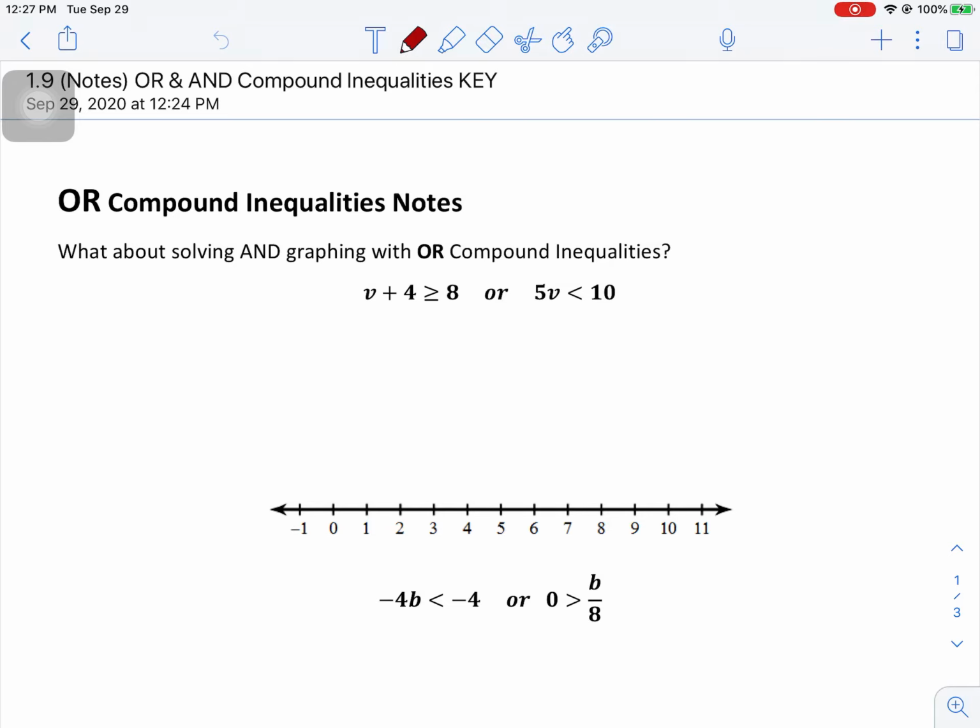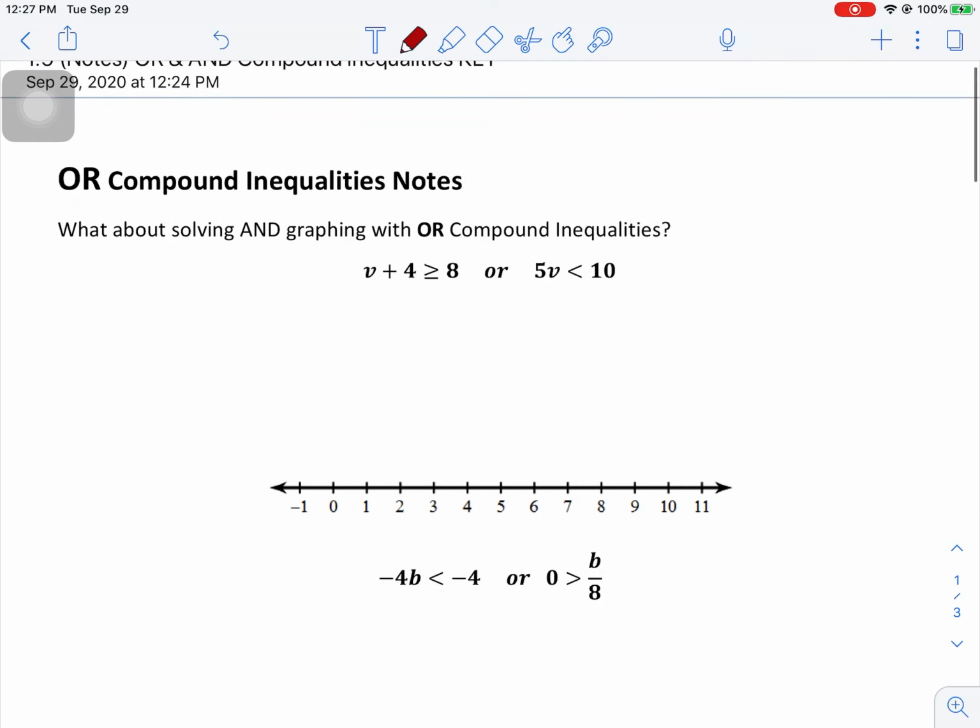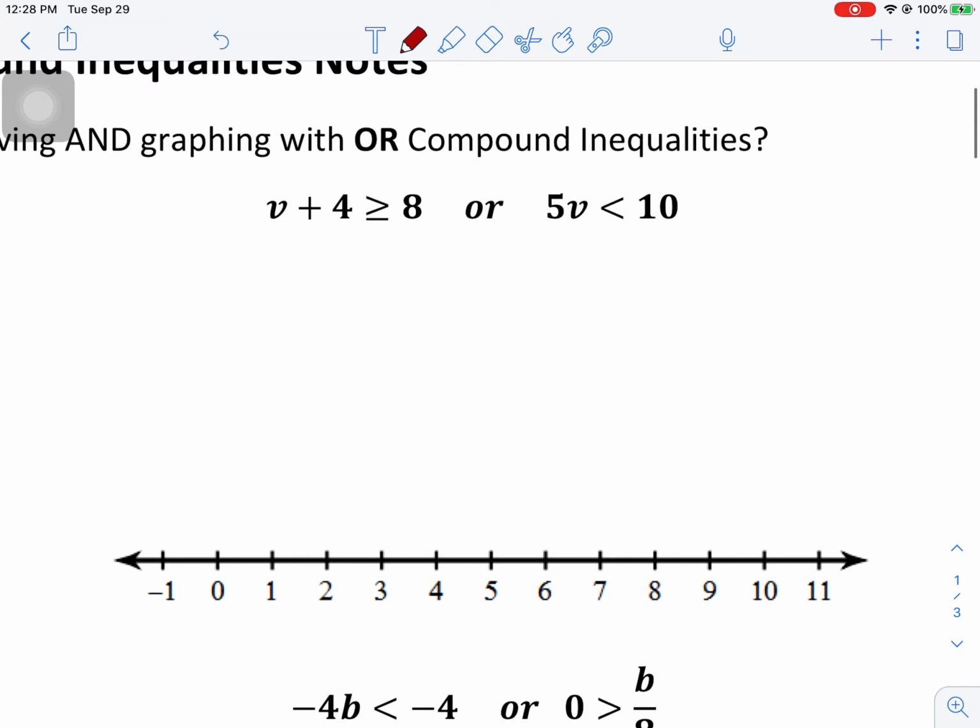All right, guys, so the 1.9 notes are "or" and compound inequalities. Now we're going to have two inequalities combined by either an "or" statement or an "and" statement. The first ones we're going to talk about are "or"s. So what about solving and graphing with "or" compound inequalities?